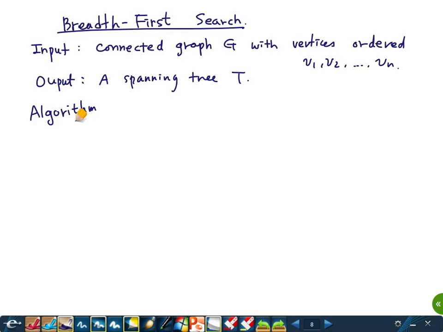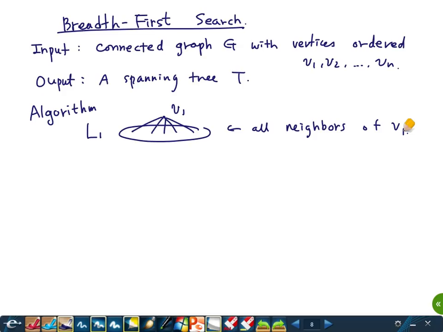First, start with the first vertex, which is V1. Because we have these ordered vertices, start with V1. And next, find all neighbors of V1, and say that's L1. So it's all the neighbors. What's next? In this first level, we have vertices, and suppose that they are ordered. Just put them in their given order, and from there find all the neighbors of these. So this will be L2.